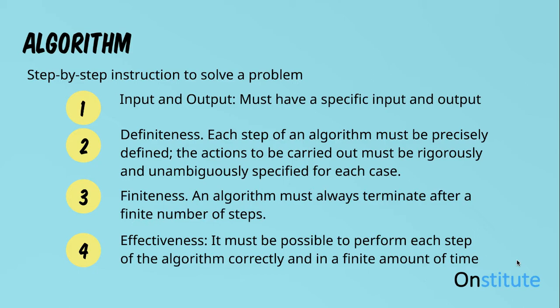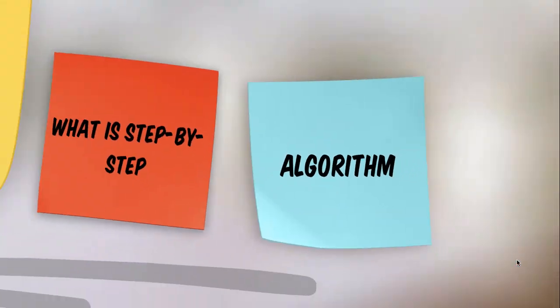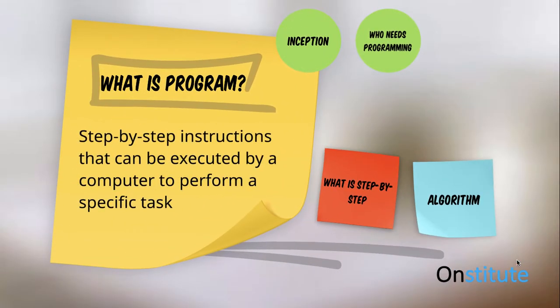And the final one is effectiveness. That is, it must be possible to perform each step of the algorithm correctly and in a finite amount of time. What does that mean? For example, you have instructed the person in front of you to do something which is not even possible to do. That means your instruction does not have any meaning. That should not happen. So this is all about what a program is and what an algorithm is, which is the core of any program.